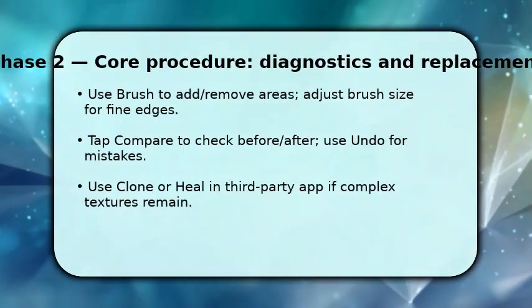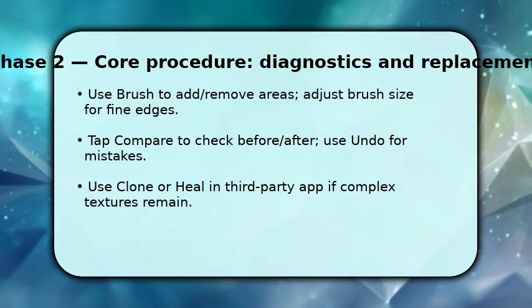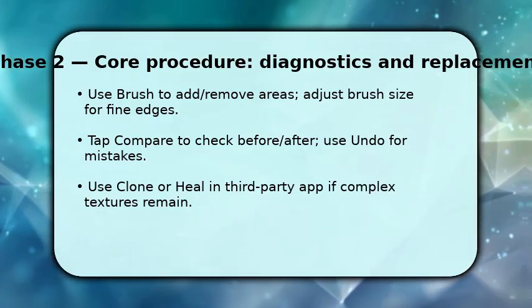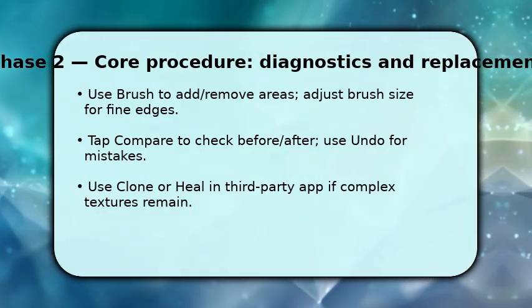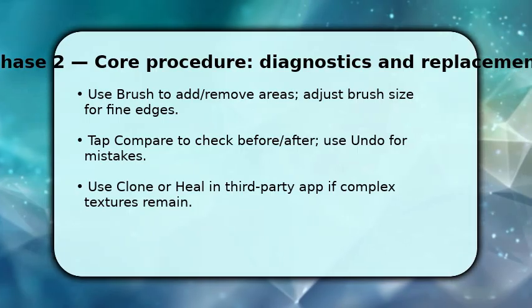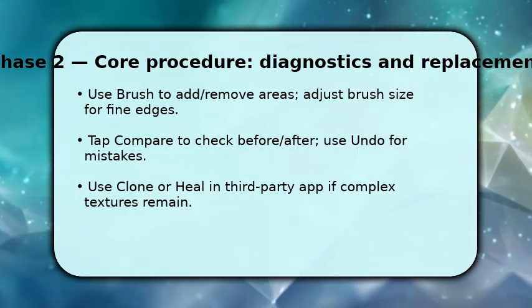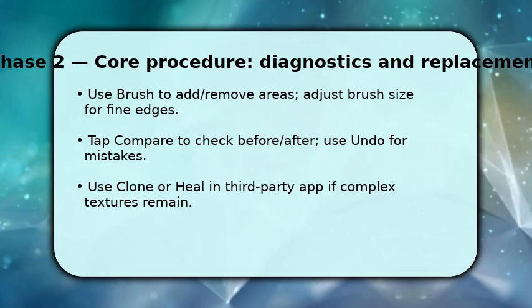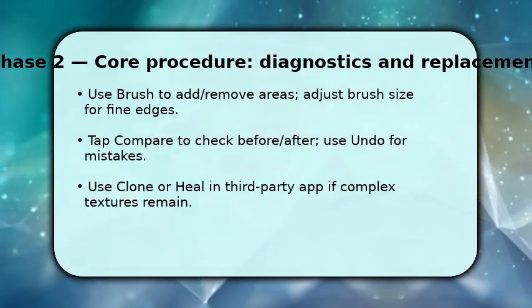Once iOS 18 produces its first pass, inspect edges and texture continuity. You'll want to refine. Use the brush tool to add or subtract from the selection, switching brush size for hair, borders, or hard lines. This helps avoid smudging. Tap Compare to toggle original versus edit, and use Undo when a step looks wrong.